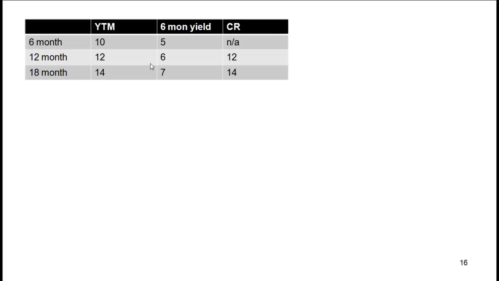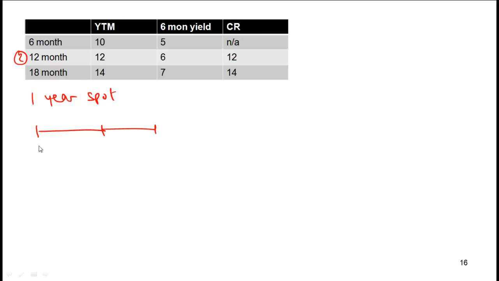Again, for your benefit, I have repeated the yield curve information over here. And the first thing that we will do is derive the 1-year spot rate. And notice that we will be working in terms of bond equivalent yield. So we'll be working in terms of 6-month buckets. So take this bond 2, which is the 12-month bond. What's the cash flow on bond 2?